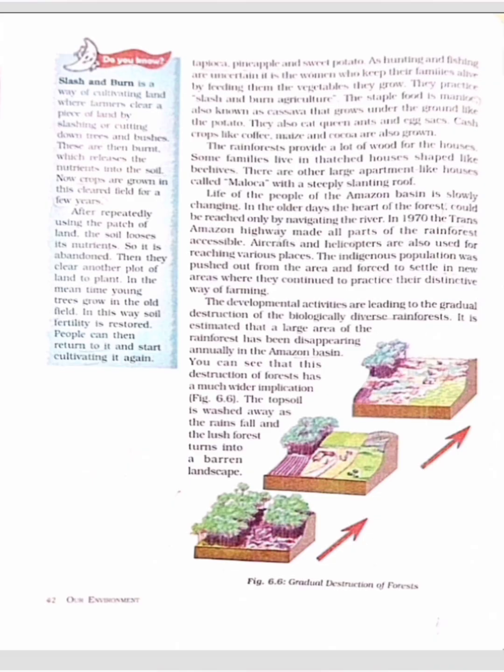It is estimated that a large area of the rainforest has been disappearing annually in the Amazon basin. You can see that this destruction of the rainforest has a much wider implication. The top soil is washed away by the rainfall, and the lush forest turns into a barren landscape.